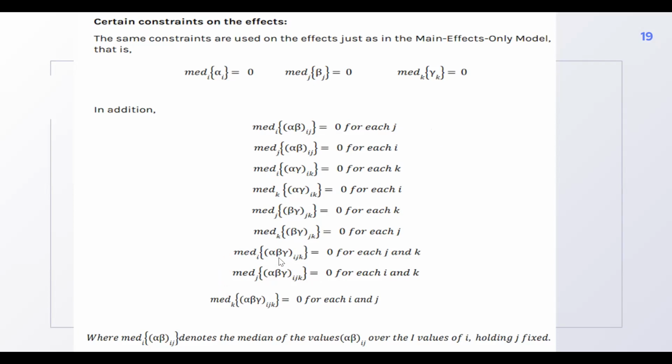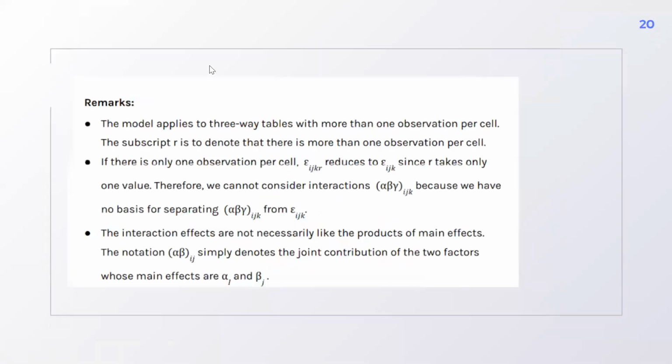Same case po with the three-factor interaction. Dito, kino-hold mo yung value ni J and K. Dito naman, finifix mo yung value ni I and K. And dito rin, kino-hold mo naman yung values ni I and J. So, ganun po. Pero ang overall point lang po nito, nitong part na to is that yung median ng lahat ng interaction effects is also equal to 0. Punta na tayo sa next page. Sorry, Mark.